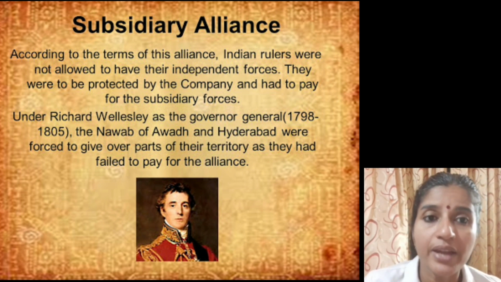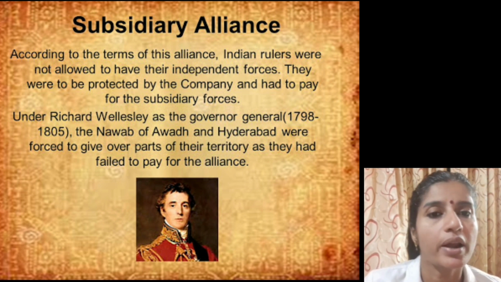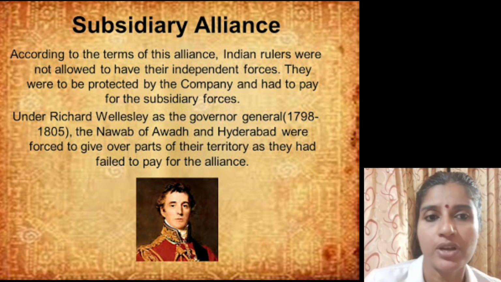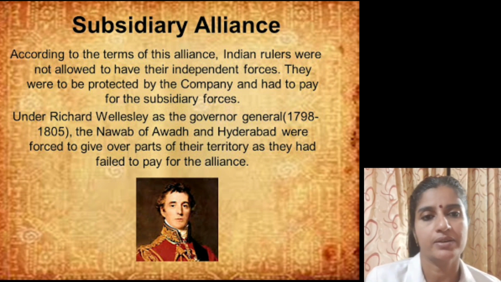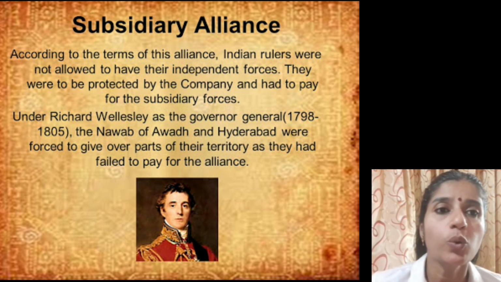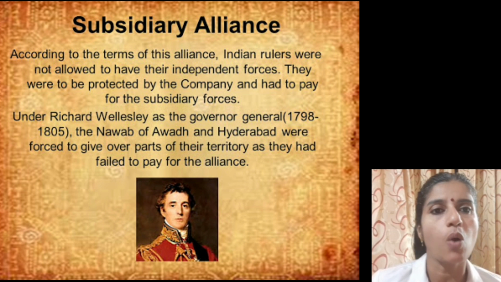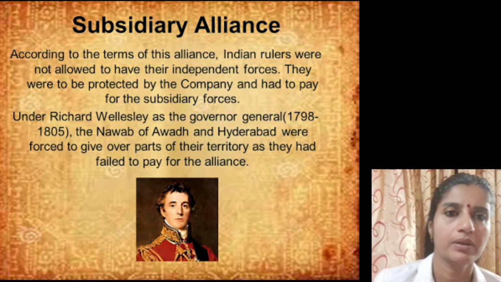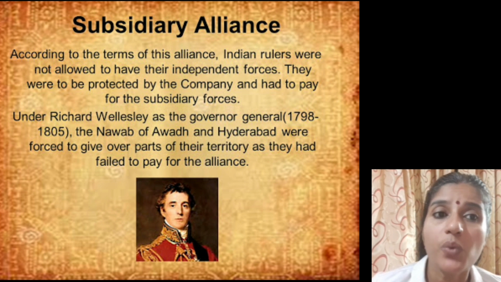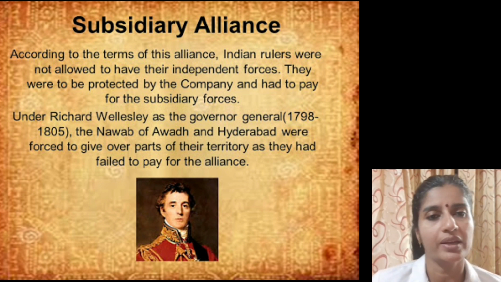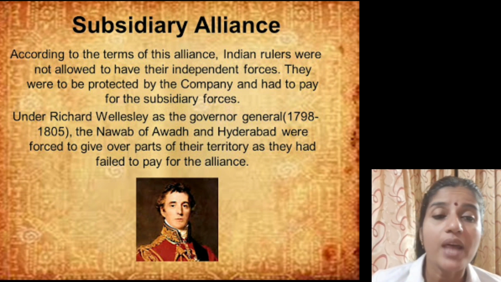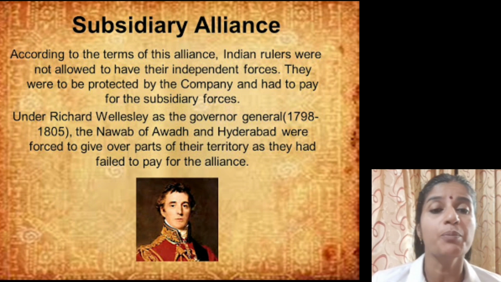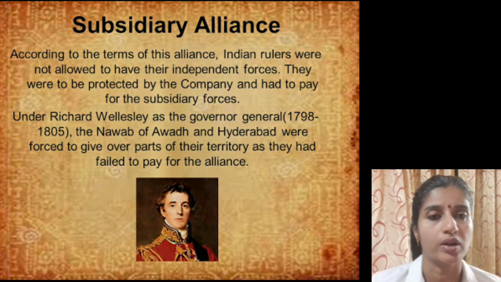For that, Indian rulers need to pay a particular amount of money. If the Indian rulers failed to make the payment, then part of their territory was taken away as penalty. The states which had to lose their territories on this ground were Awadh and Hyderabad. Like this, Britishers started to expand their kingdom slowly. So here, there is no need to fight any war. Without any pain, they started to gain more kingdom under their control.